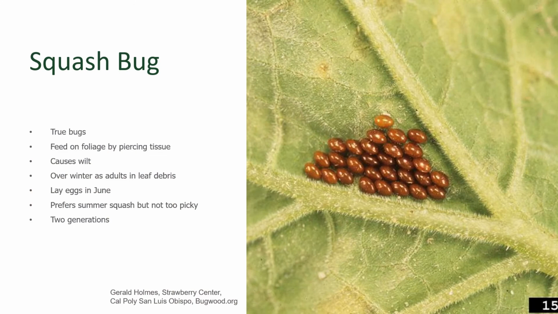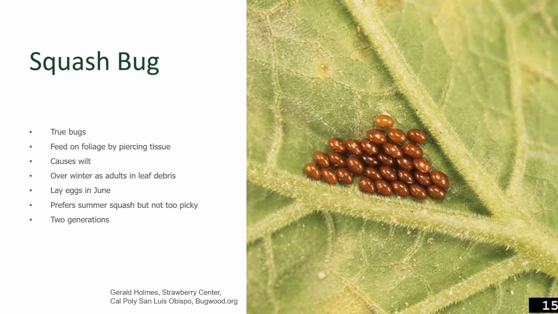Squash bugs are true bugs, which means that they have a piercing, sucking mouthpart. They have a shield-shaped body and are somewhat flattened, but they're very active and move around. As a piercing, sucking insect, they have a straw-like mouthpart, and they use this to impale leaves, stem, or even fruit tissue and draw the sap from the plant.